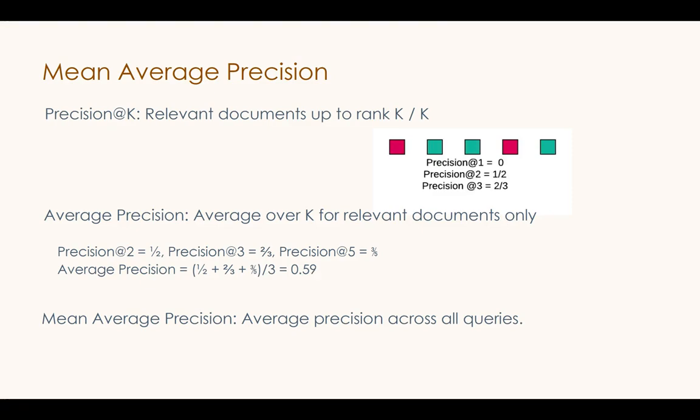So mean average precision is another layer of average. The average is over queries. So this list is for a single query, and we have many queries. So when we average over the queries, we get the mean average precision.